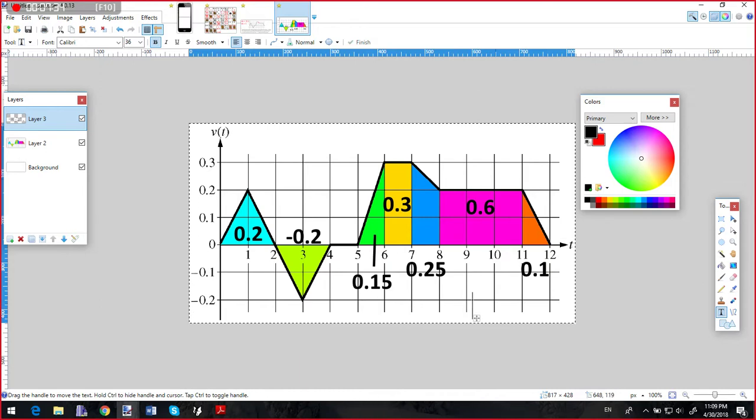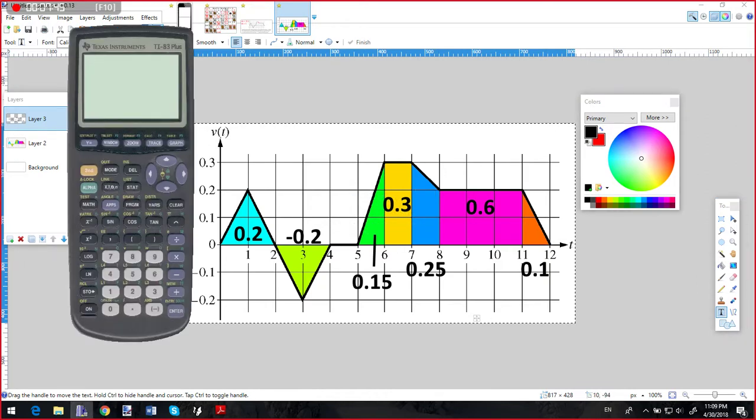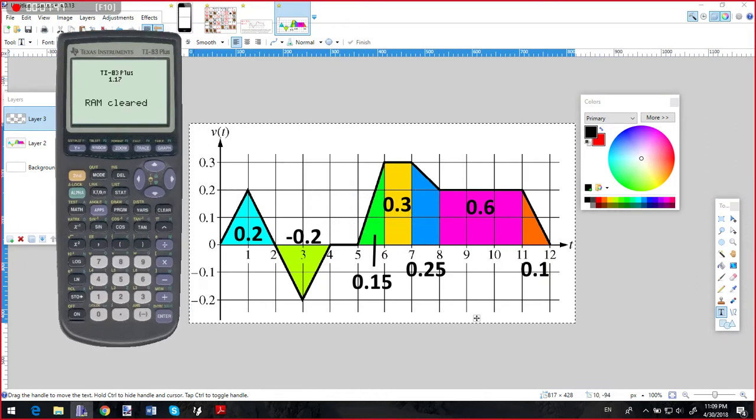Okay, so if I want the total distance traveled, I'm going to need to add up all of these areas, but make them positive. So if I add all of this up, I'm going to go ahead and use a calculator here, since the first 2 questions are with calculator. This is 0.2 plus 0.2 plus 0.15 plus 0.3 plus 0.25 plus 0.6 plus 0.1, which is 1.8. So my total distance traveled will be 1.8 miles.